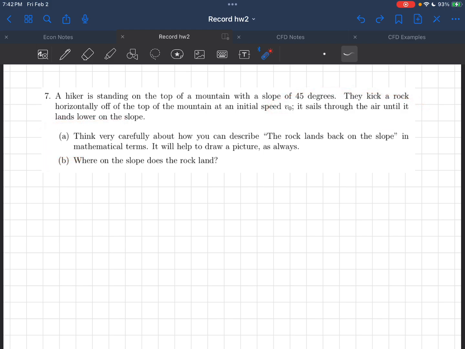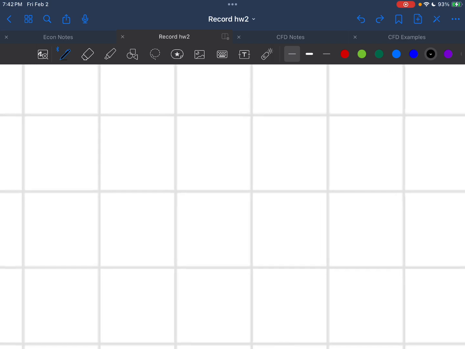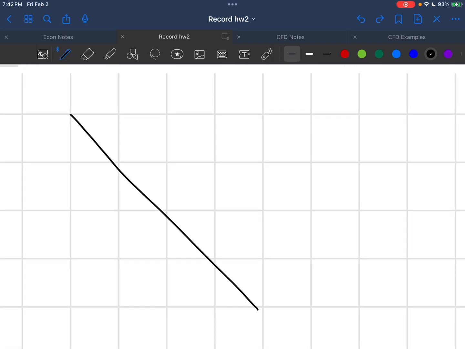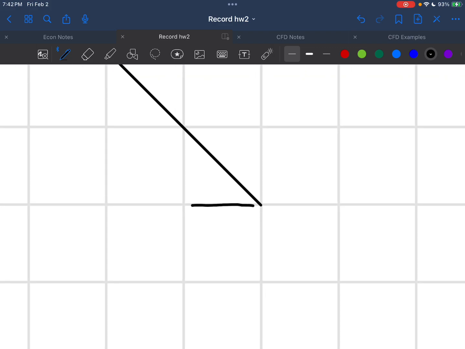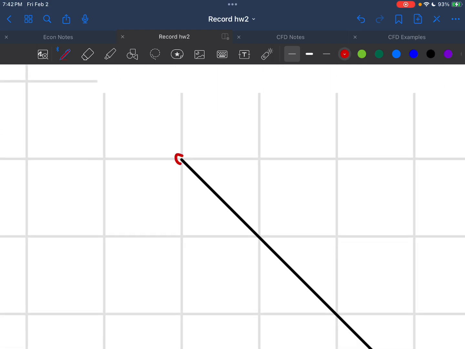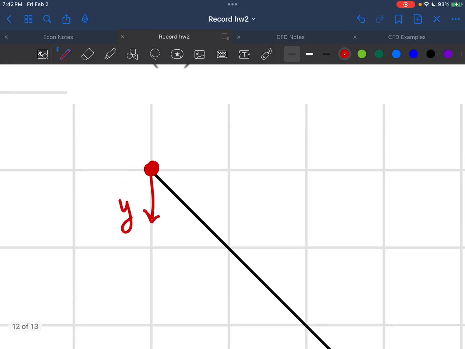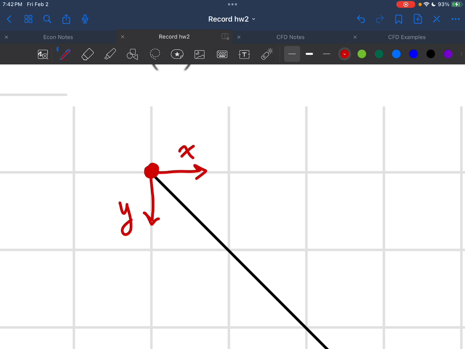Now, we have to think very carefully about how we are describing the rock landing on the slope in terms of math, right? And a very helpful suggestion here is to draw a picture. So that's exactly what I'm going to do. I'm going to draw the slope, which is at my 45 degrees. And I'm going to set my coordinates. This one, just for funsies, I'm going to set my 0 up here. And I'm going to say that down is positive, just to shake things up, right? So down and right are going to be positive.